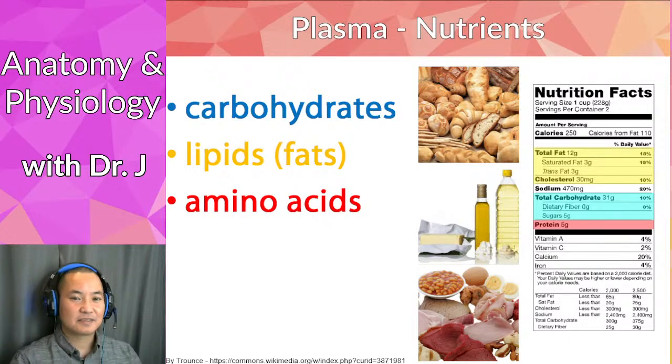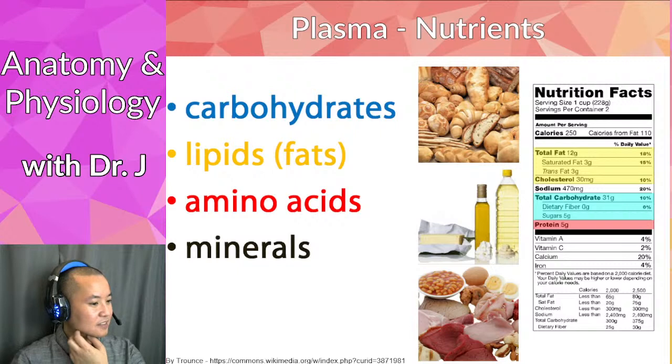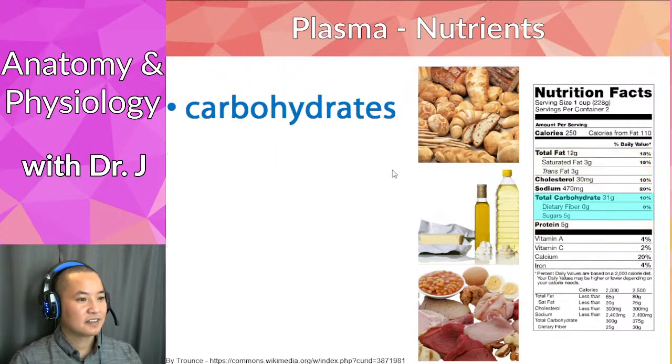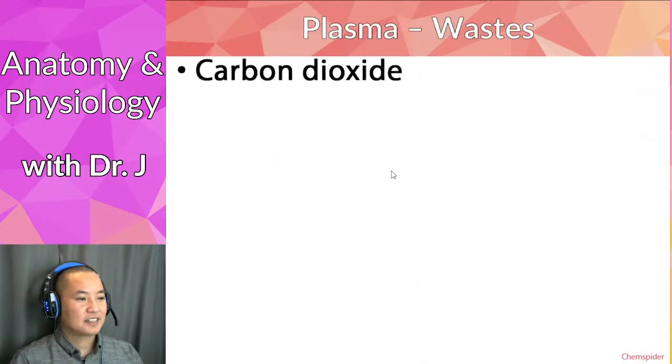Amino acids, these can float around in your blood. And then you also have minerals and vitamins. So it's important to deliver this so that you can keep your cells and tissues alive. Now, carbohydrates, and let's see, we'll get to more of that later. All right, so what are other wastes?